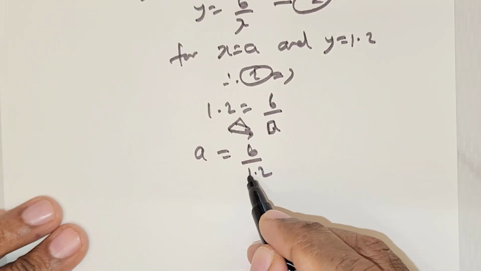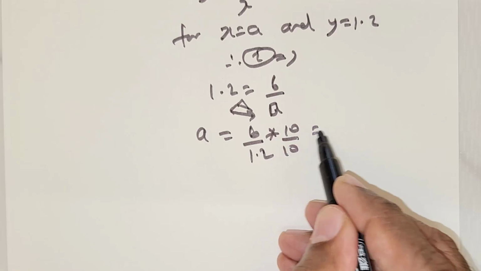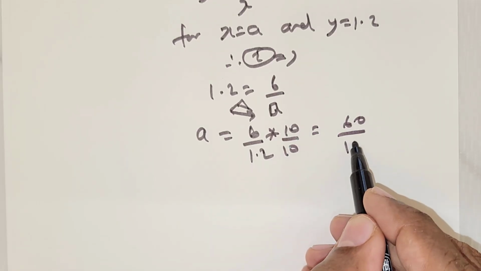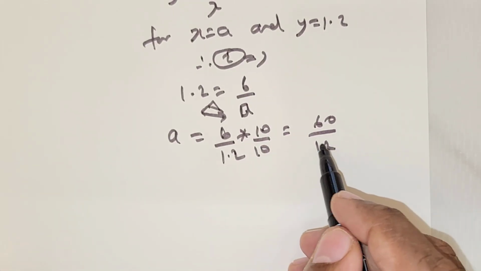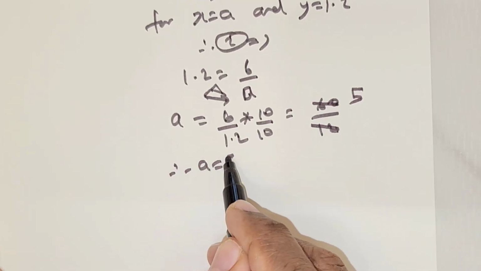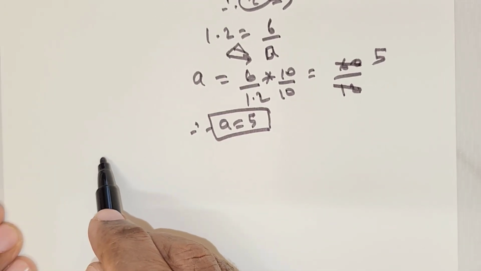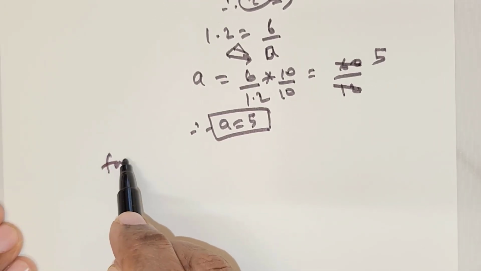Now I need to get rid of this decimal point. So I multiply by 10 and I divide by 10. I will get 60 over here, and here I'll get 12. So 12 divides 60 how many times? 5 times. So therefore a is equal to 5. Now we are also asked to find the value of b.